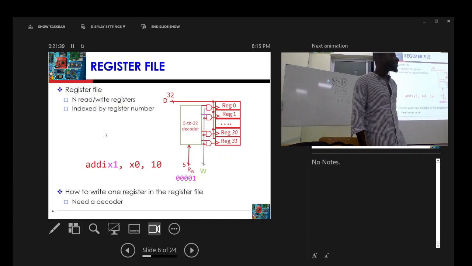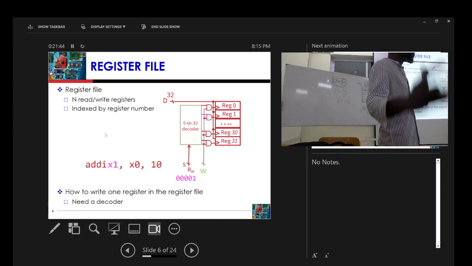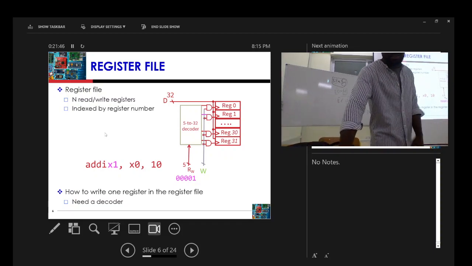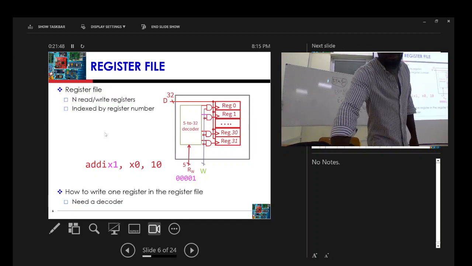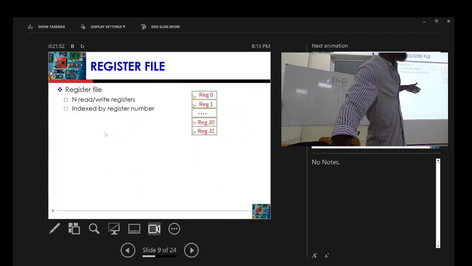Shall I continue? Yes. So this is how to write in the register part. Okay. We already looked at this decoder, so we're not going there.